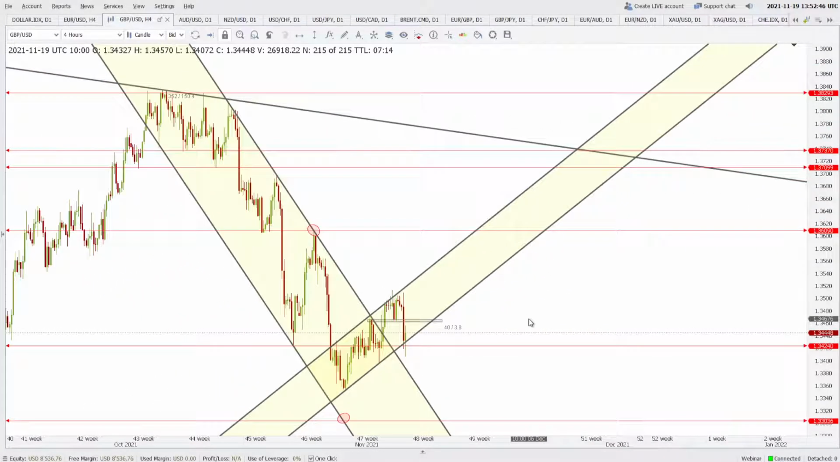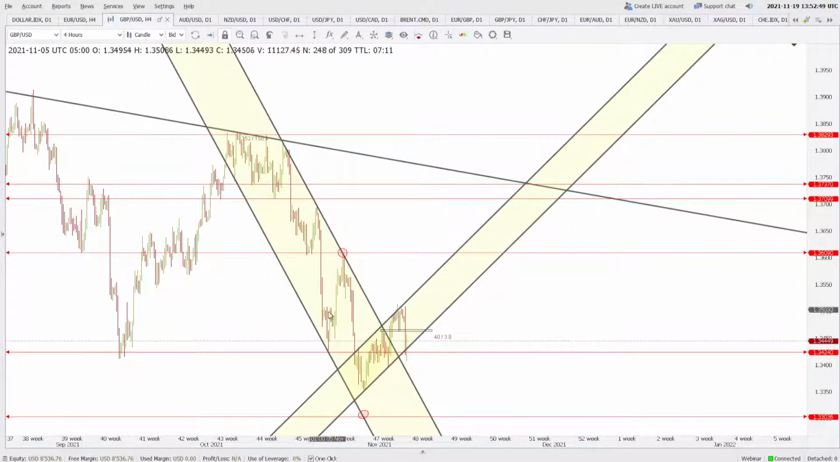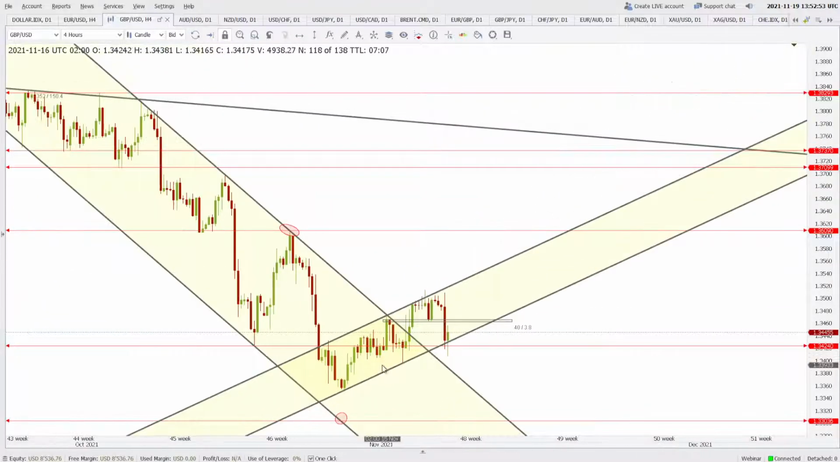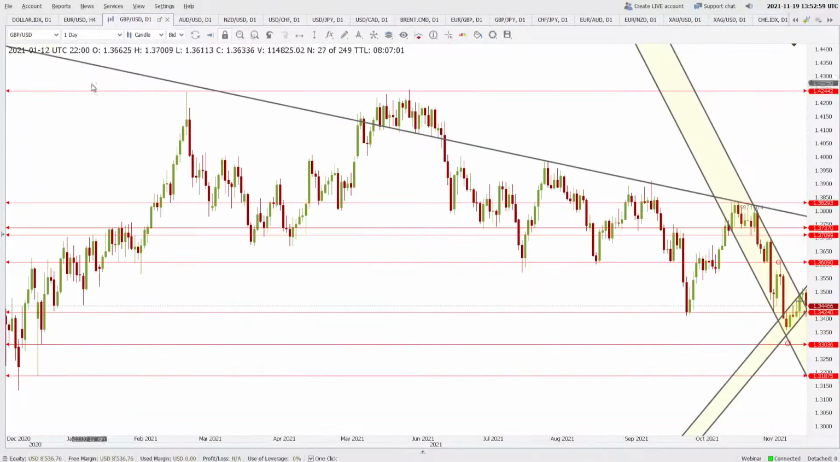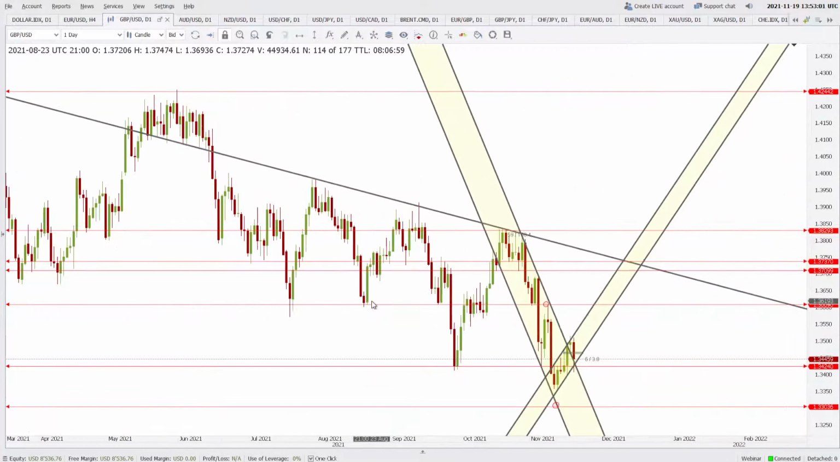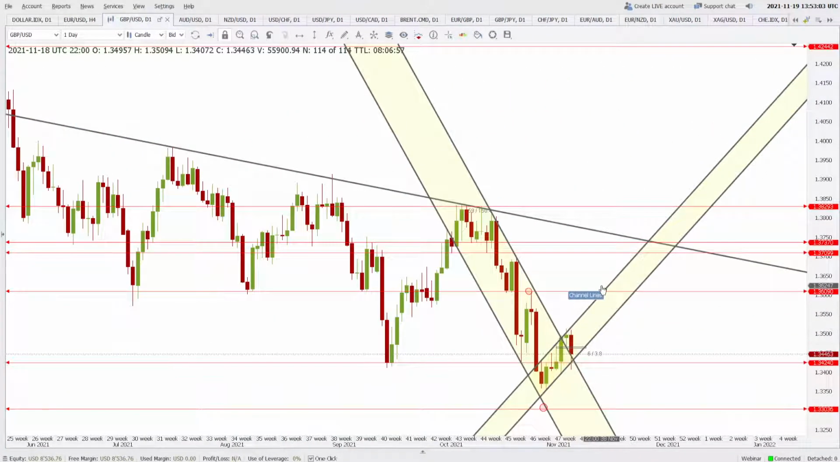You remember I told you that till the time this falling channel is intact, we cannot be looking for buying opportunities, but since this channel is now broken, we should be now looking for a buying opportunity. But if you see on the daily chart, this market is still in a downtrend, and expect 1.3609 to act as a very good resistance if the price goes there.